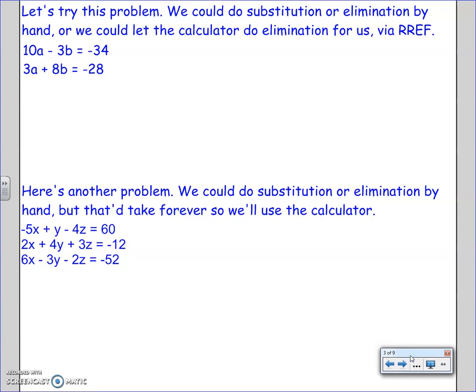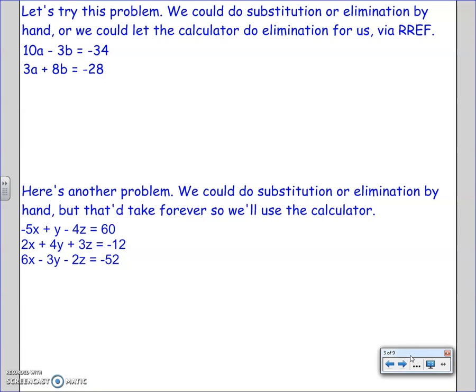If I had this system, a two variable system with two equations, we could solve by substitution or elimination by hand, or if we have a calculator, we can let the calculator do elimination for us using RREF. Notice that this is set up for elimination. The A's are lined up, the B's are lined up, and the answers are lined up. I can organize this into an augmented matrix.